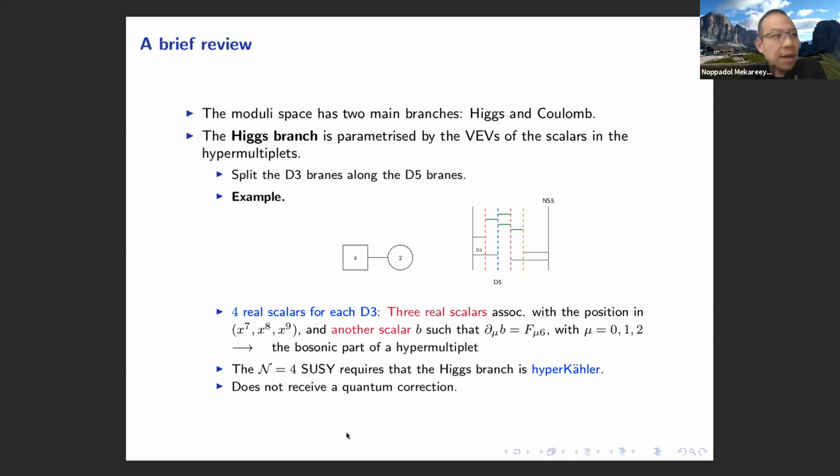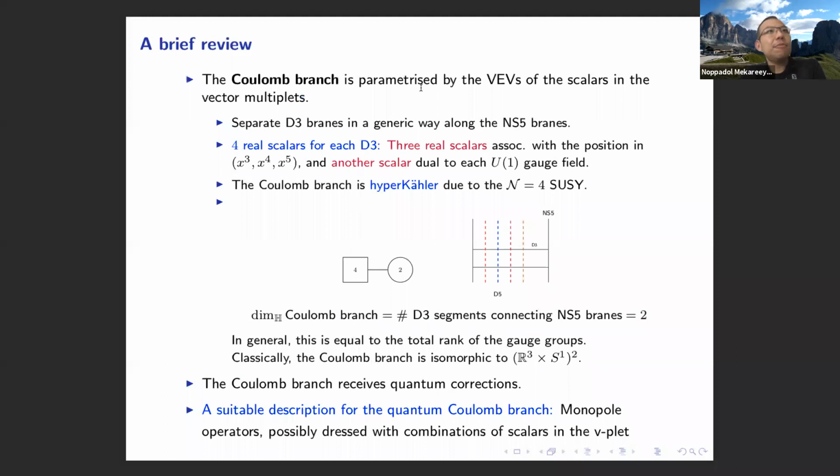And this branch is well known to not receive quantum corrections. There is another branch, which is called the Coulomb branch, where you separate the D3s in the opposite way. Now you separate them generically along the NS5. Again, there are 4 real scalars for each D3: 3 real scalars associated with another direction, 3, 4, 5, and another scalar due to each U1 gauge field.